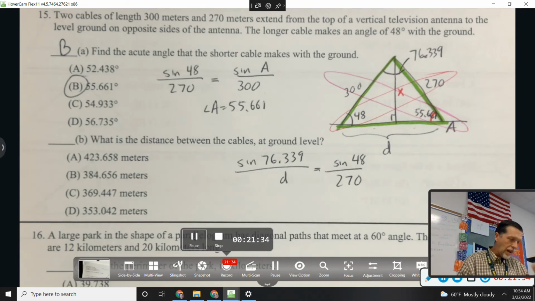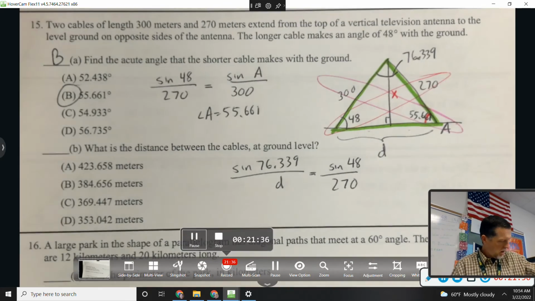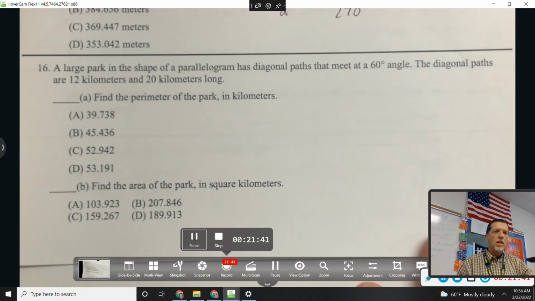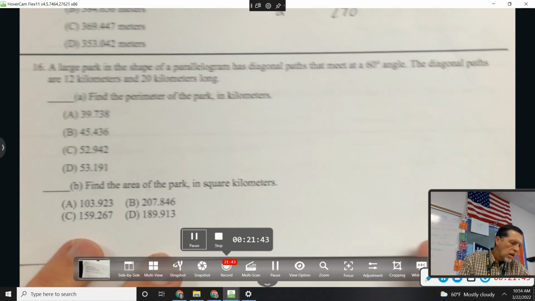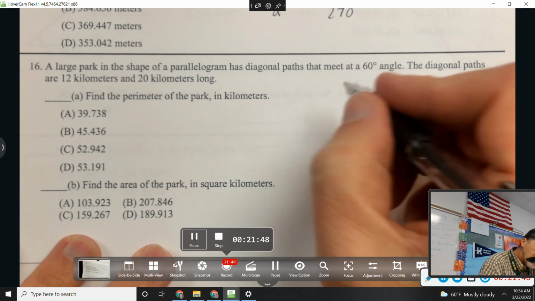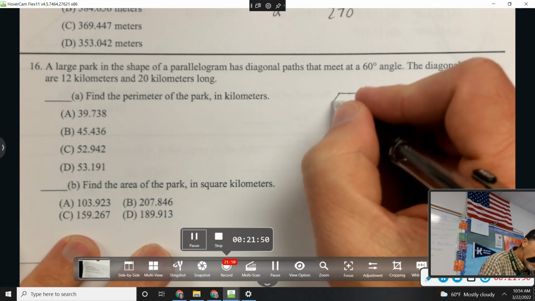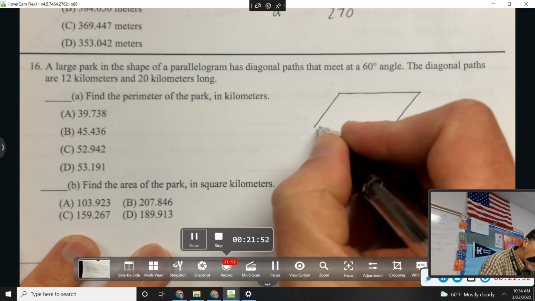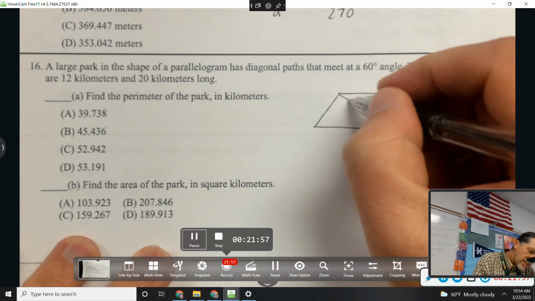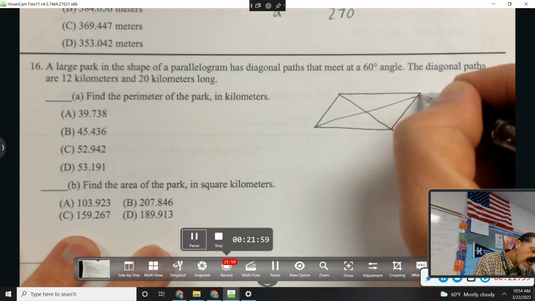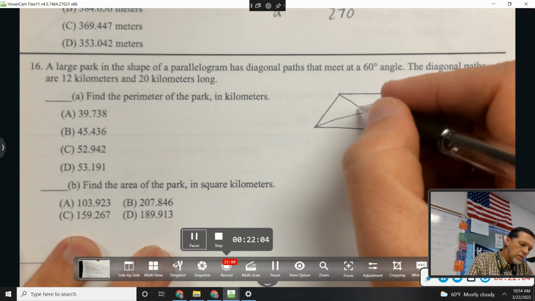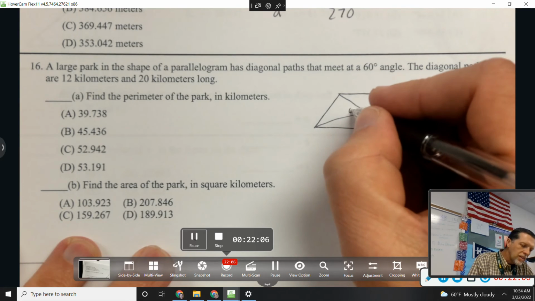I want to set up number 16. A large park in the shape of a parallelogram has diagonal paths that meet at a 60-degree angle. Well, there's 4 angles in there, but the 2 smaller ones would be 60.